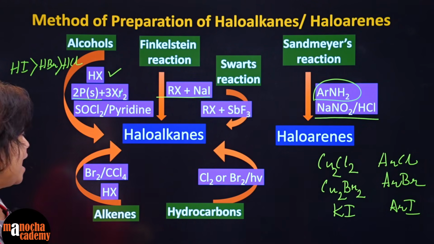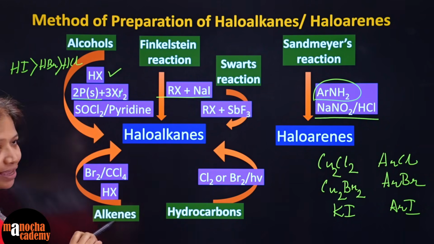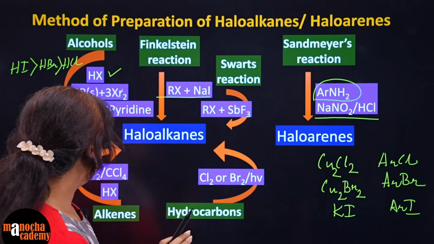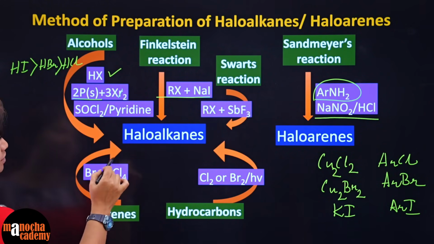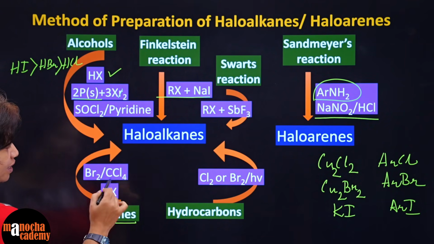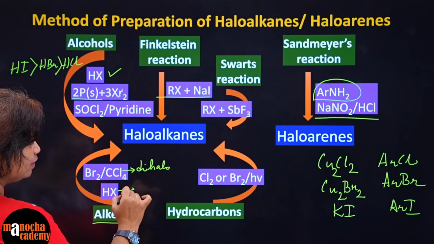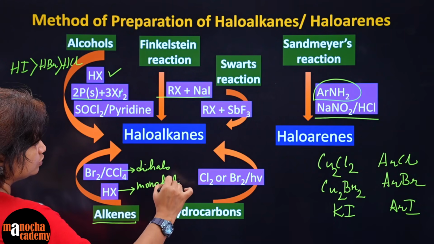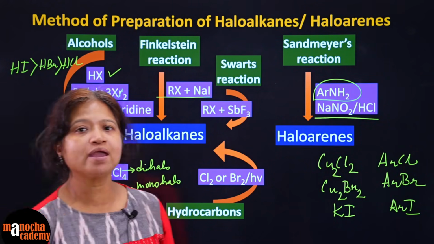We have done this. And then from hydrocarbon also you can get the haloalkane. This also we have done. Electrophilic aromatic substitution is one of the methods. And also from alkene: you get dihalo compounds by adding Br2. And by using HX as a reagent, you get a monohalo compound. Okay, so this is the gist of all the ways by which we can prepare haloalkane.